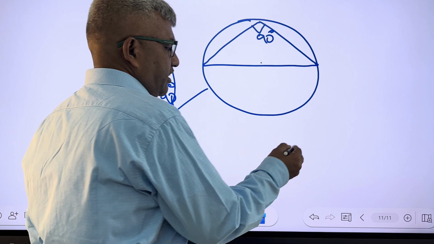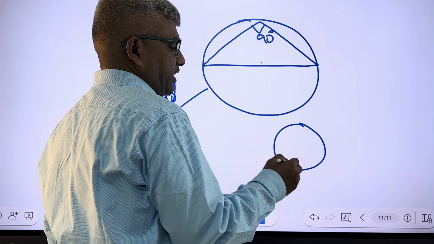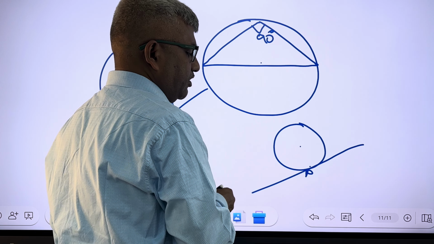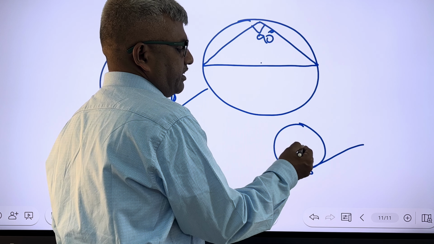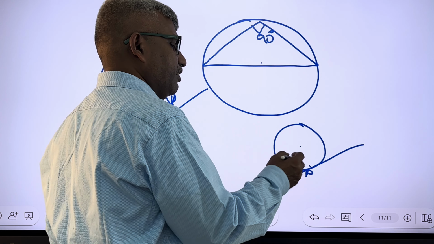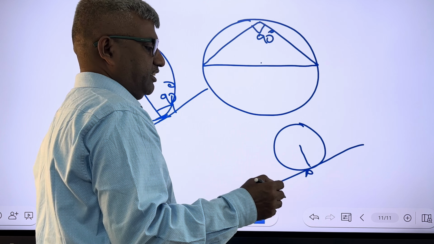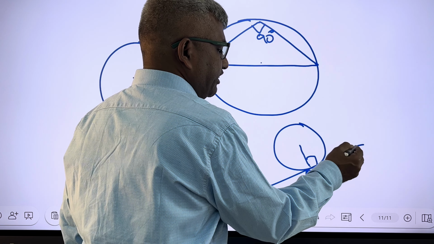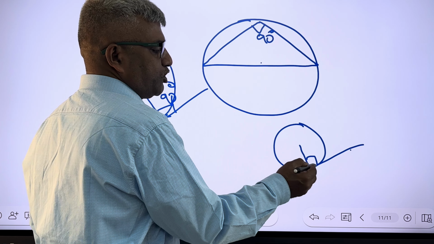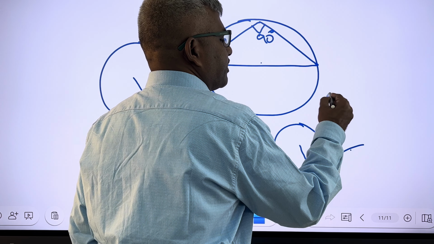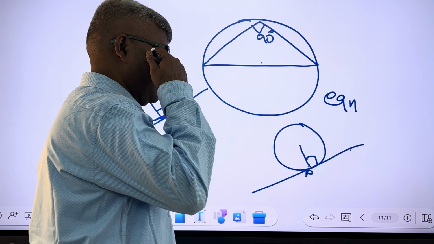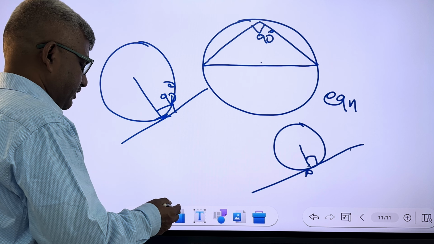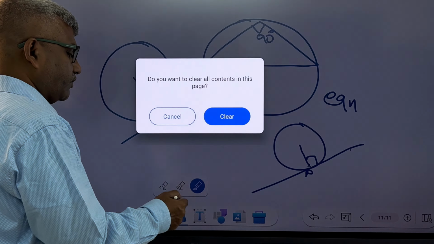They will ask a circle, one point they will give, you have to find the center, and this point they will give, and find this gradient and find the opposite, negative reciprocal gradient, that will be the tangent gradient, and this point. They will ask the equation of the tangent. This one you use it. Okay. Last year I think they have asked different questions.